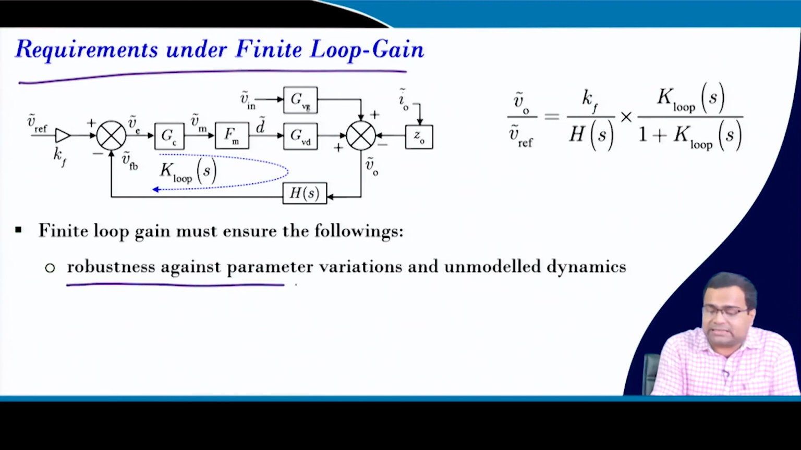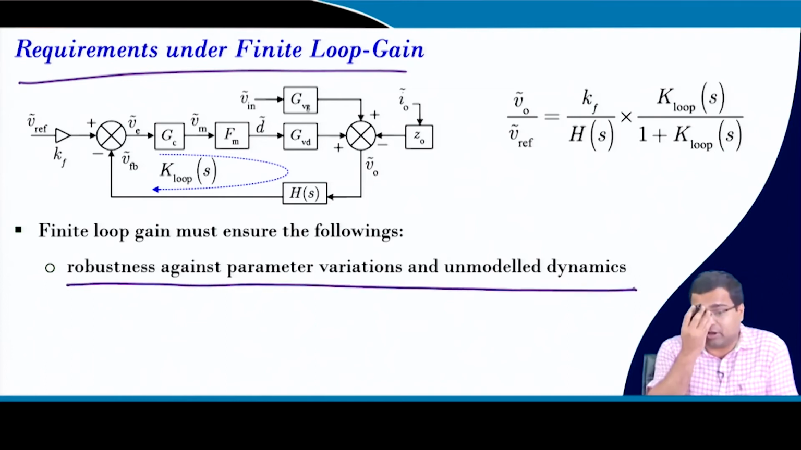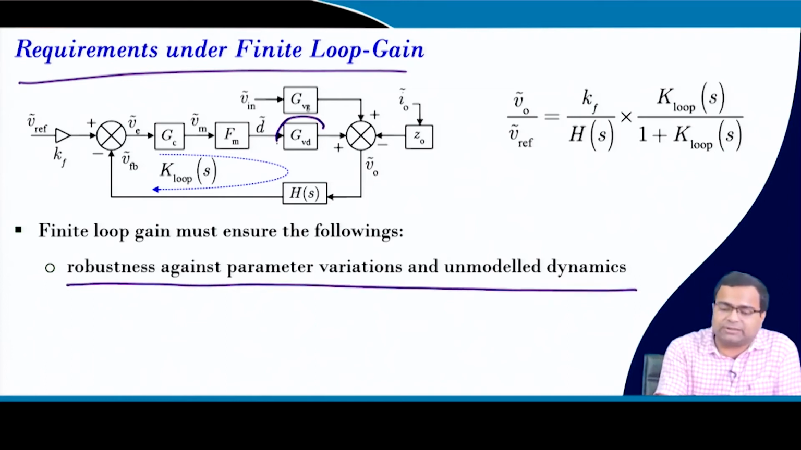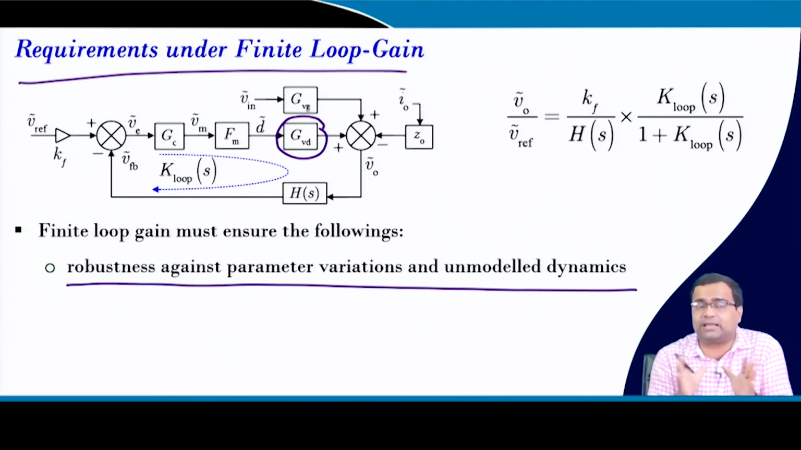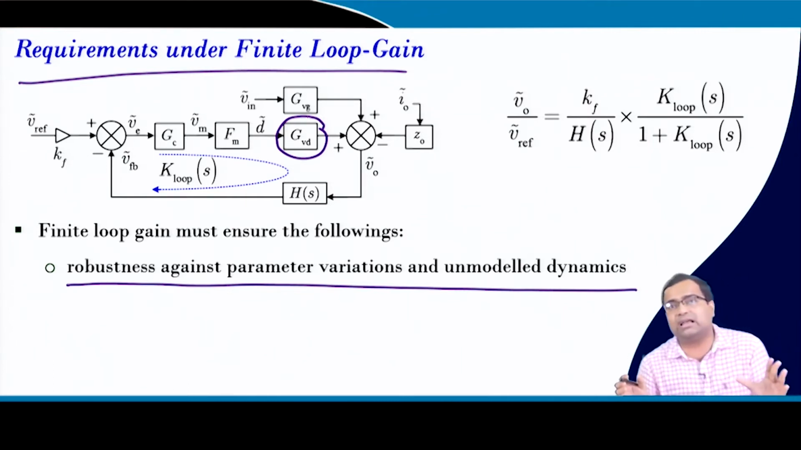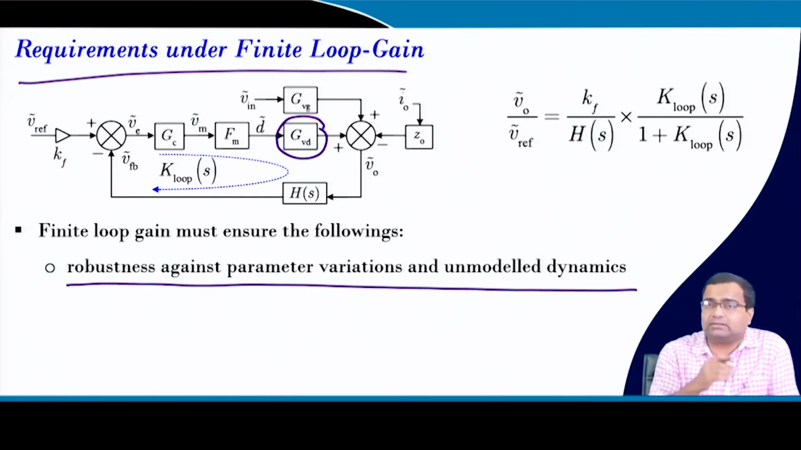The robustness against parameter variation and unmodeled dynamics, because the transfer function GVD here will consist of load resistance and input voltage. Those are the operating conditions. Then the inductor value and capacitor value can vary, there is tolerance of the components, and there are some unmodeled dynamics, because we have not incorporated the dynamics of the actual switch and the dynamics of the ESL.